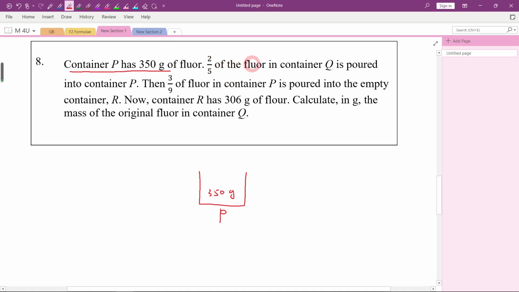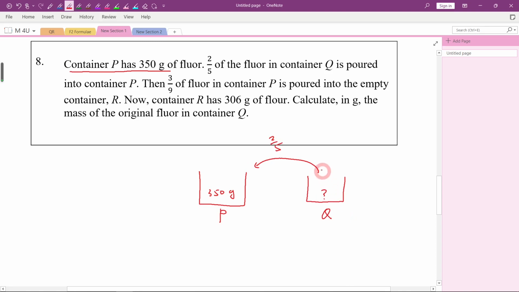2/5 of the flour in container Q is poured into container P. So I have another container Q. I don't know the mass of the flour inside container Q. The question is asking us to find the mass of the original flour in container Q. So 2/5 of this is poured into here. That means now container P contains more than 350 grams of flour.